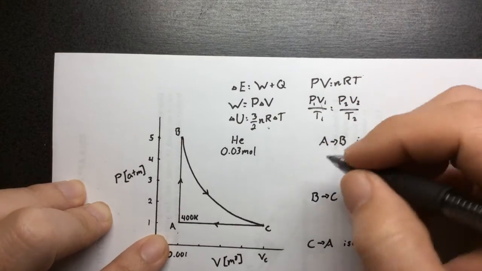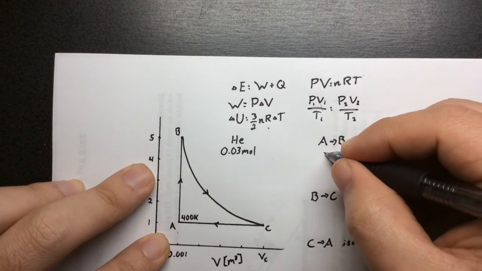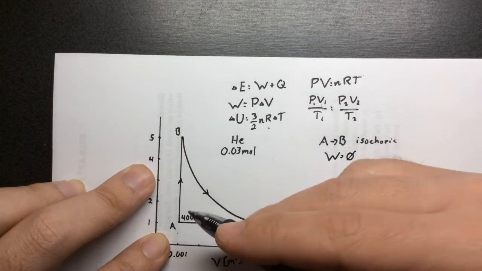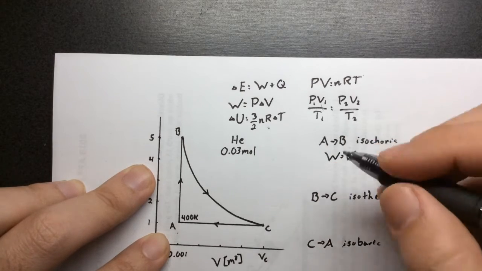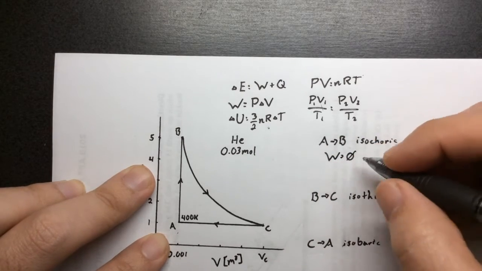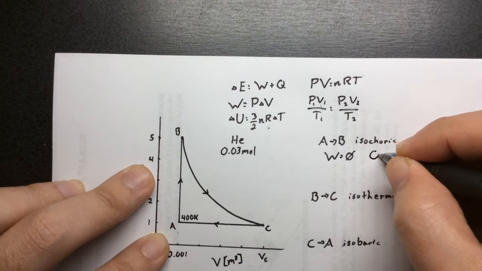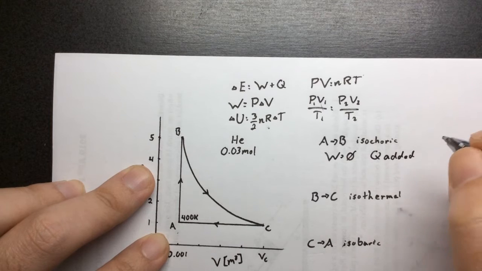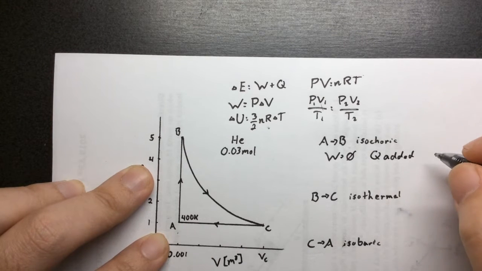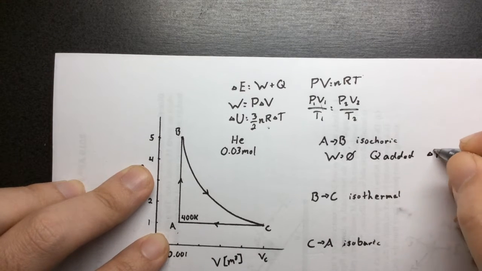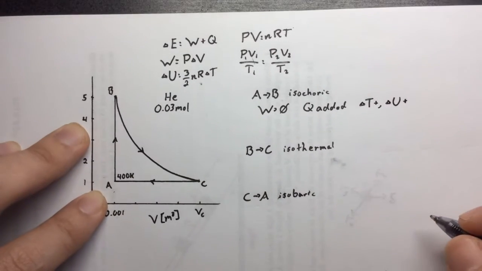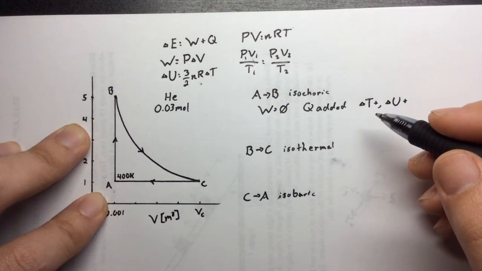So, isochore, once again, A to B, work is 0. Zero work is done. And we get hotter. So our temperature does go up. So if our work is 0 and our temperature goes up, then that means that our Q should be added. All right, we need to add in some amount of heat here. And if our temperature change is positive, that results in a change in energy that is also positive. So we gain energy in this process from A to B.